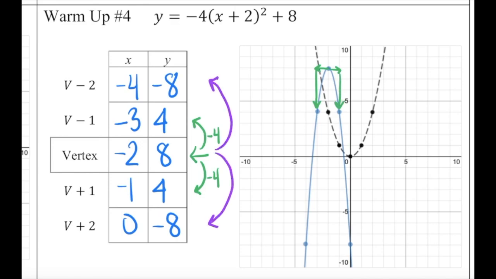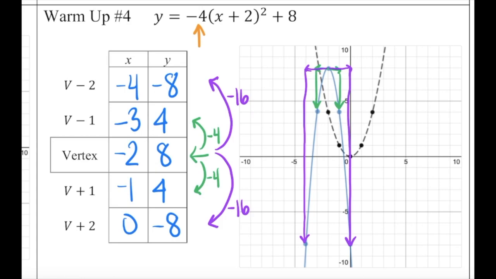2 away, starting at 8 and ending at negative 8, is a change of negative 16 or minus 16. In the graph, we can see the same thing. 2 away, our change is all the way down negative 16 units. This graph underwent a stretch by a factor of negative 4.